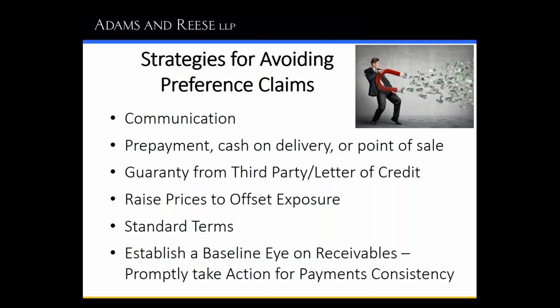Another strategy is credit insurance. I'm not seeing this used. I suspect it would be fairly expensive, particularly if you're going to get credit insurance for a trade debtor that's already in financial distress. Another strategy is to establish a purchase money security interest. As Angela pointed out, that's a defense. This would require a security agreement and a UCC filing.